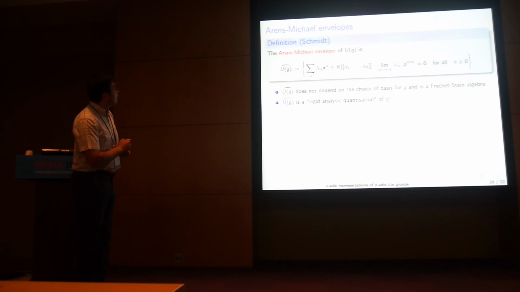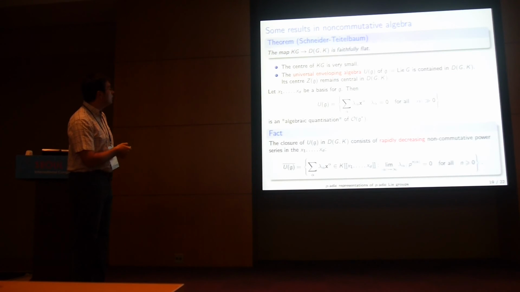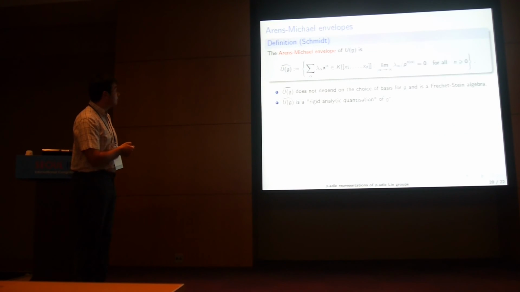So now if we forget about the group theory again, you can just talk about this particular completion. Some people call it the Arens-Michael envelope. It doesn't depend on the choice of G. It turns out to be Fréchet-Stein. And, well, beforehand, U(g) was an algebraic quantization of the dual space of g. And this is a rigid analytic quantization, morally.